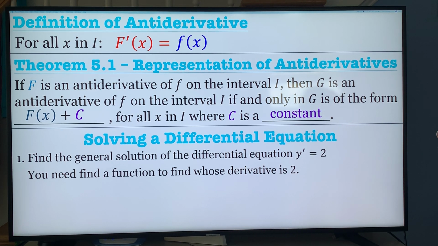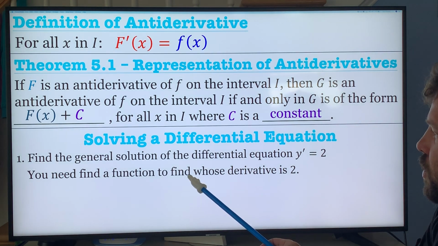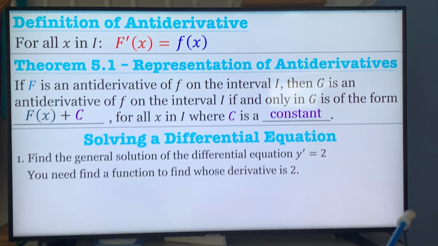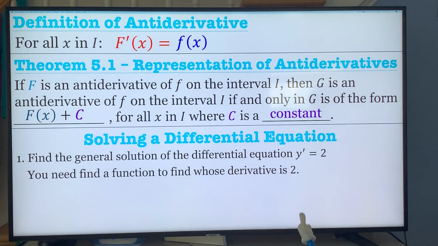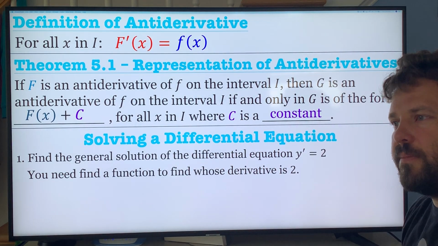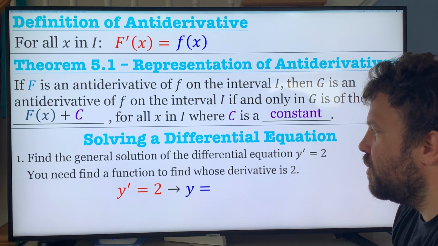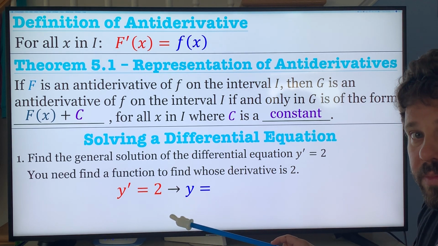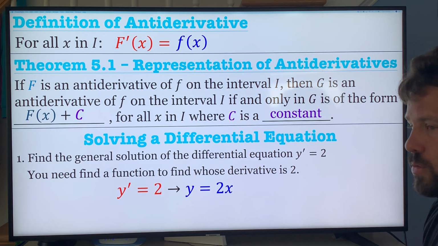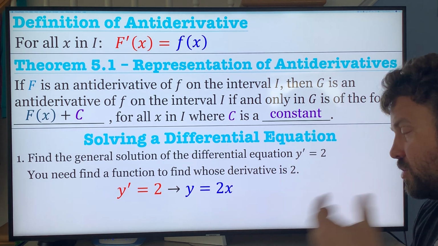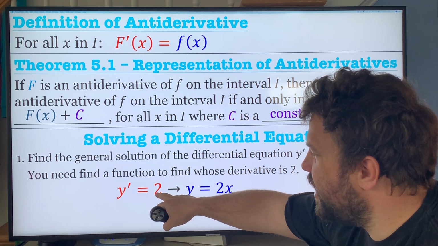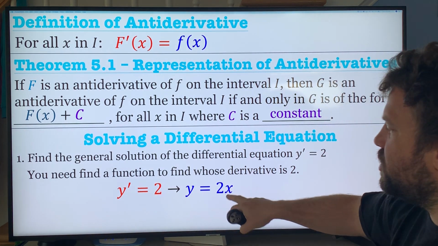The general solution of the equation is y prime, or the derivative of an equation, equals 2. What function do you guys know of that has a derivative of 2? So when I point to you, try to answer it. So the derivative of what equals 2? That's what it's asking. Since your derivative is 2, your original function would have been 2x, right? Because the derivative of x is 1, 2 times 1 is 2. So the derivative of 2x is 2, so the antiderivative of 2 is 2x.